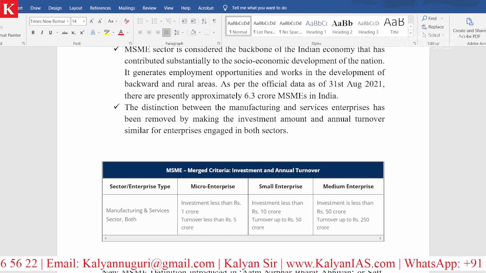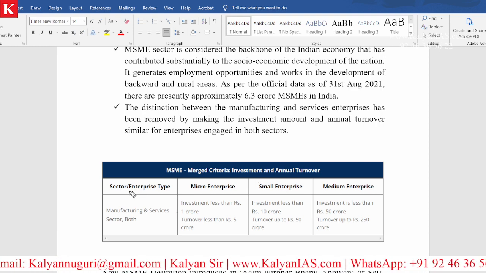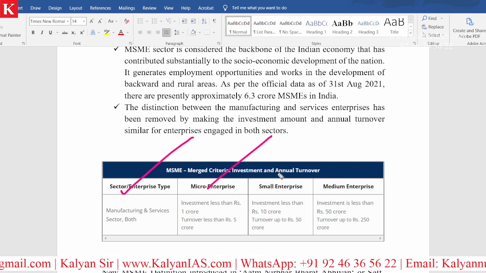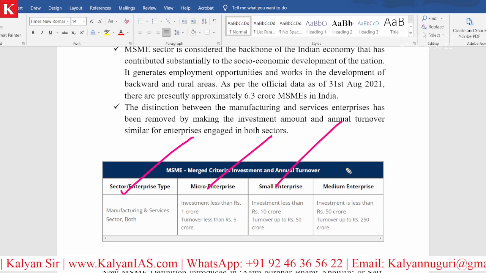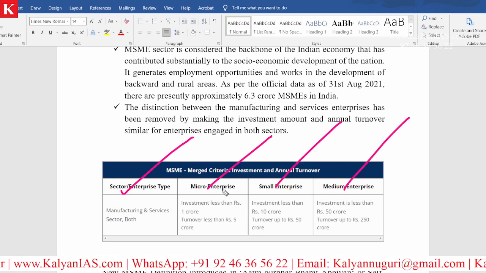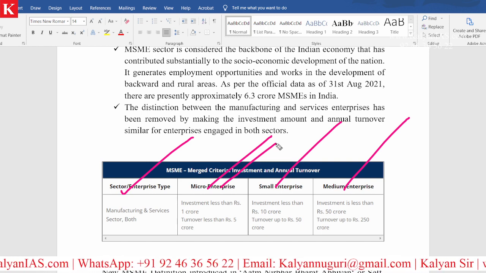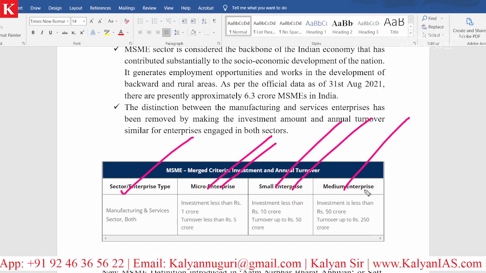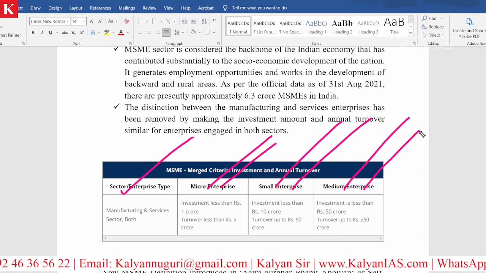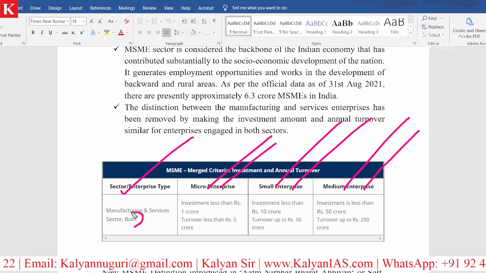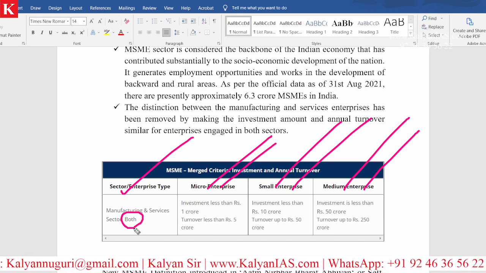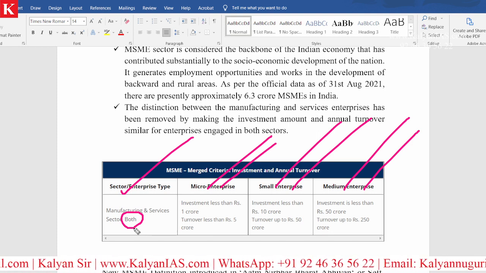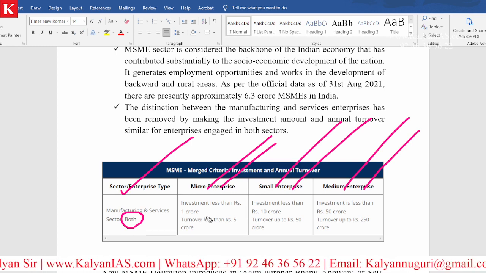Very easy to remember. So this is the sector or enterprise type. You have micro enterprise, small enterprise, medium enterprise. It may be manufacturing or service sector. The definition is same for both. When it comes to micro enterprise, listen to me carefully. Please take down these points.